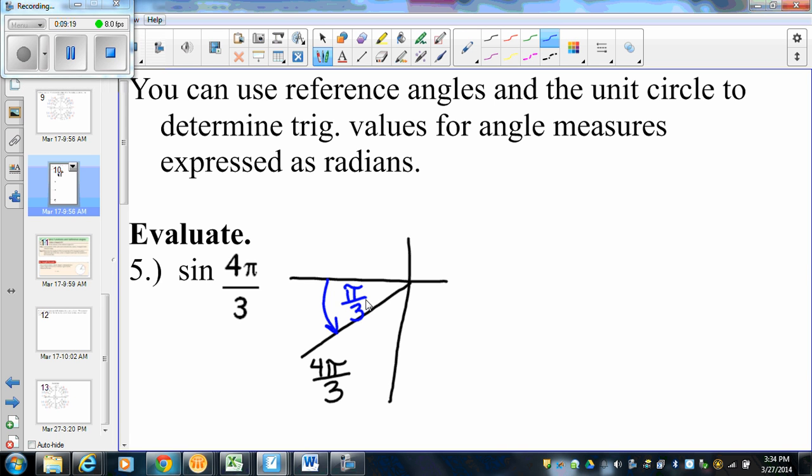Radians are vastly important, and I'm going to go ahead and tell you guys in a couple of years when you get down to calculus, we don't ever measure anything in degrees. You have to know your radians inside and out by the time you get to calculus. That's why we're starting them now.